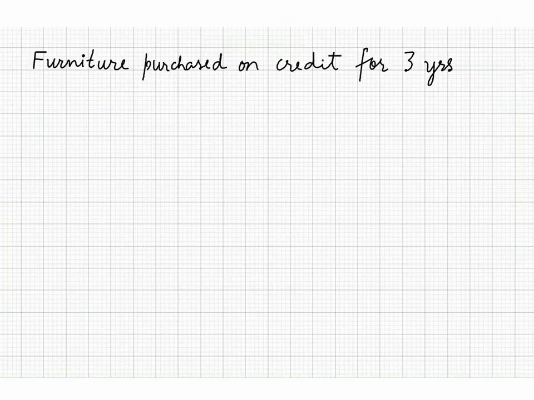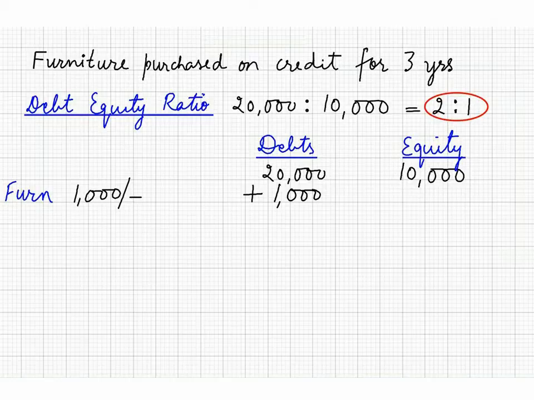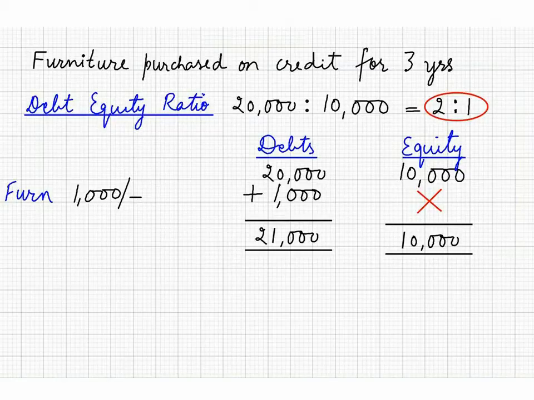Let's take one more example. Suppose furniture is purchased on credit of 3 years. It means this firm has created long-term liability. Original ratio of the debt equity was 2:1, means debts were 20,000 and equity was 10,000 rupees. Furniture was purchased for rupees 1,000. If the furniture is purchased on credit, then what will happen? The company has created long-term debt of rupees 1,000. So debts will become 21,000, but this thing won't affect the equity, means equity will remain the same, rupees 10,000.